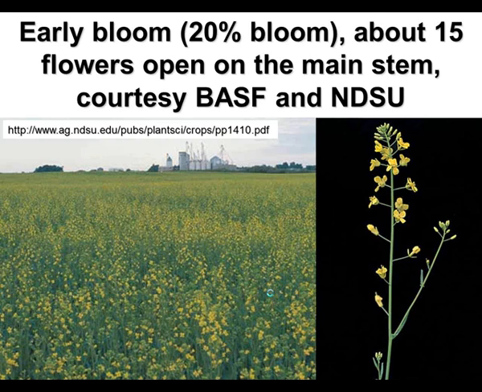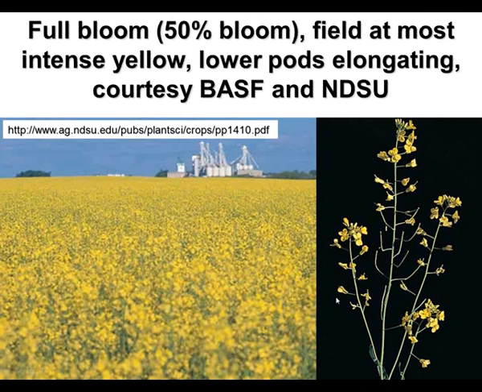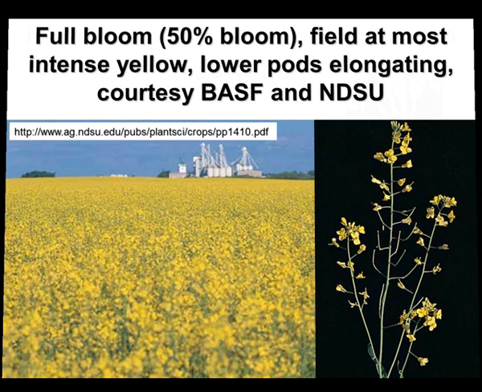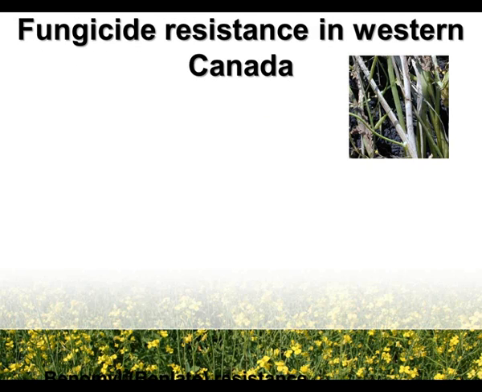But as the crop is moving into full bloom, and at 50% flower, usually it's about the time when the crop is at its most intense yellow, you can see some of these lower flowers, the pods are actually starting to elongate. But consult this information, and that'll give you some guidance as far as bloom stage and applying a fungicide.